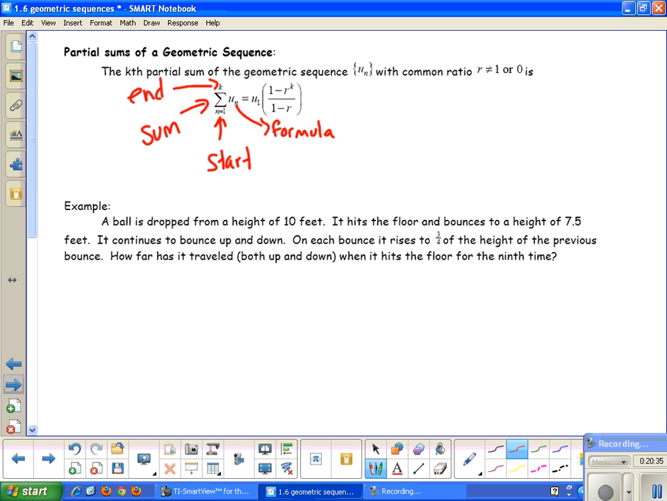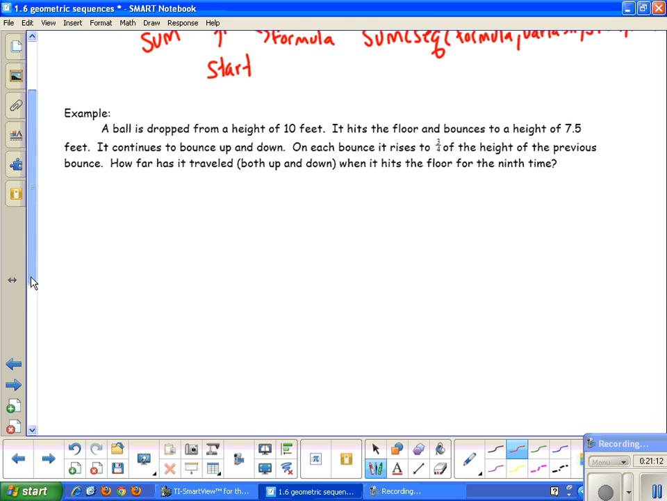So we also said before that when we're finding the kth partial sum, it's not really necessary that you memorize this formula, because remember we can plug this into our calculator. So this is the same thing if we did in our calculator as the sum of the sequence of the formula, comma the variable, comma the starting value, comma the ending value. And we showed that the other day with the arithmetic sequences. So let's do an example.